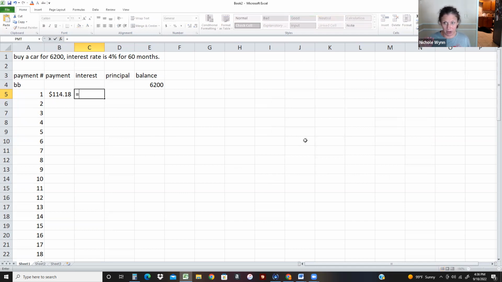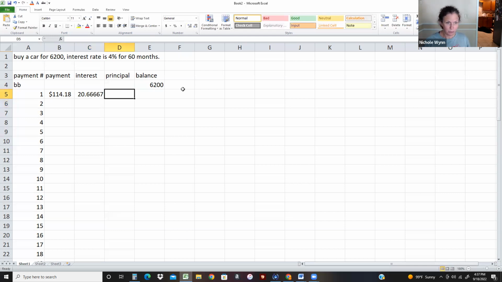So to calculate how much goes to interest, and this is important, equals. Do not write a number right here, because then you're going to have to calculate all of them. You have to do it as a function, as a formula. So equals, I'm going to click on the previous loan balance. I equals PRT. So I'm going to click on the 6,200 times 0.04 times, so that's the rate, and it's monthly, so 1/12.